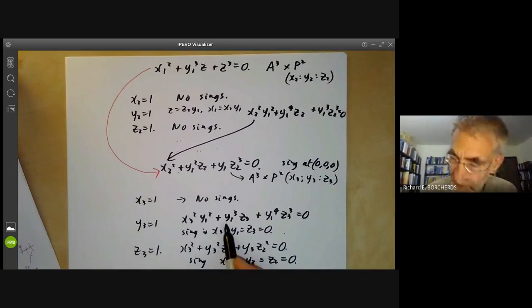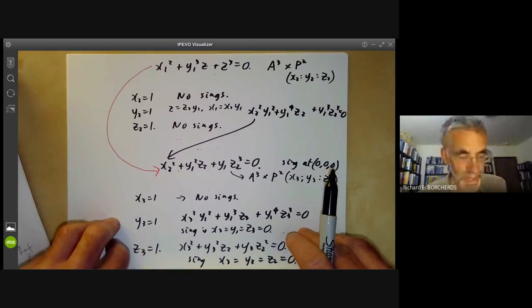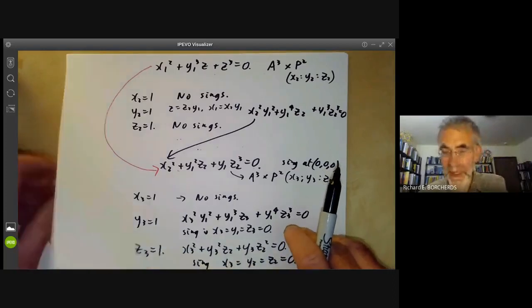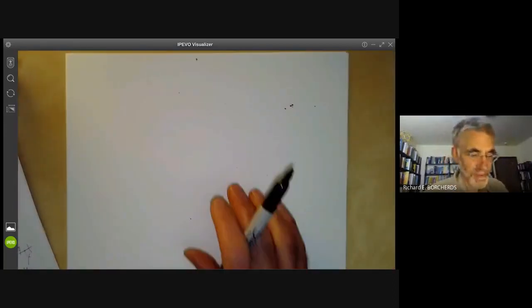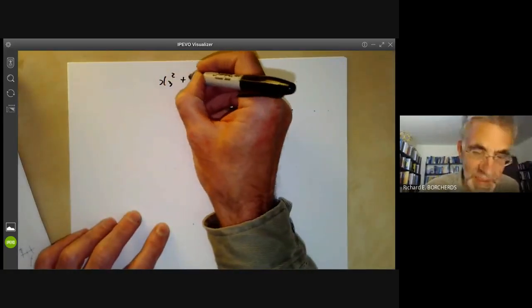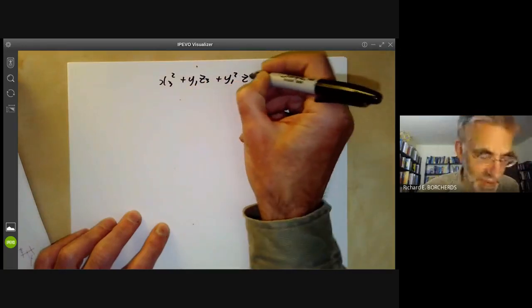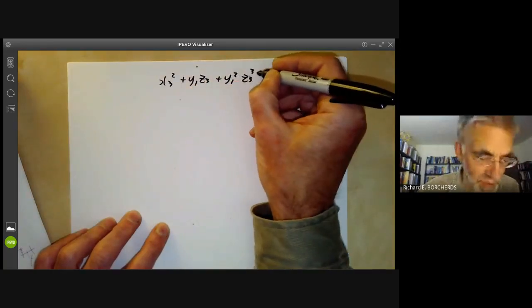This one I should have taken out the factor of y1 squared. So now we've got two singularities to look at. And let's first look at the singularity x3 squared plus y1 z3 plus y1 squared z3 cubed equals naught.